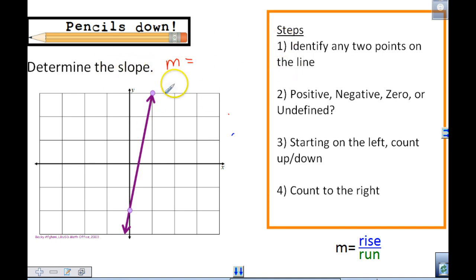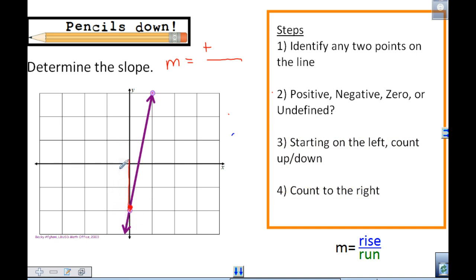Second, identify 2 points. Okay, we've got 2 points. They're already marked for you. Early in your homework, they will be marked as well. Later on, they will not be. Second, is this going to be positive, negative, 0, or undefined? Okay. So just by looking in the general direction, this is positive. And then we're going to start counting on the left, count up or down, and then we're going to count to the right.